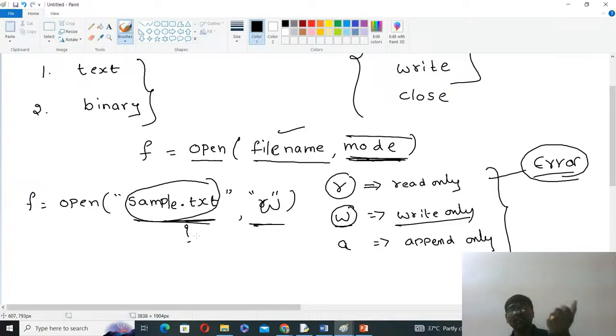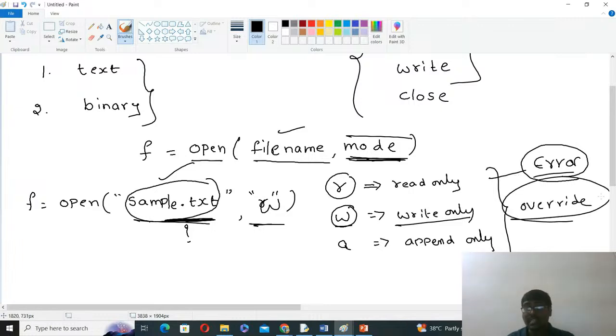The file is saved in the default location where your Python programs are saved. The system automatically creates this file, and whatever information you want to write, we are writing that information. Clear? Suppose the file is not available, it will create a new file and write the information. Suppose the file is already available and already consists of some information, then if you open the file in write mode, it will simply overwrite the existing data.